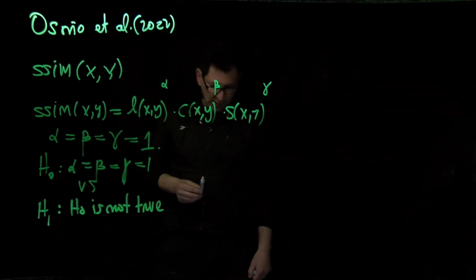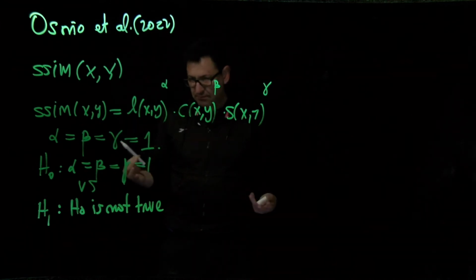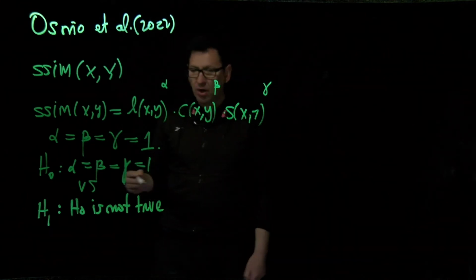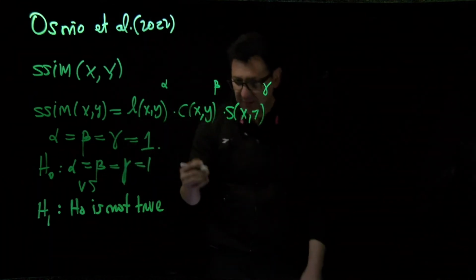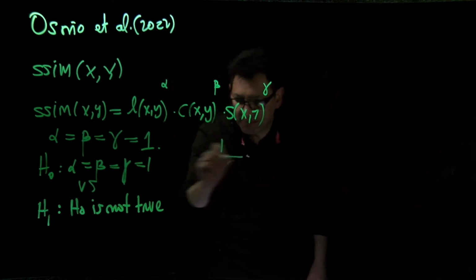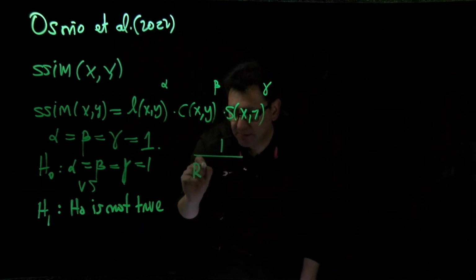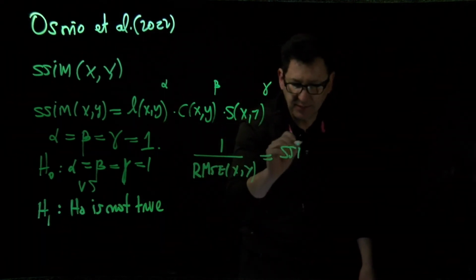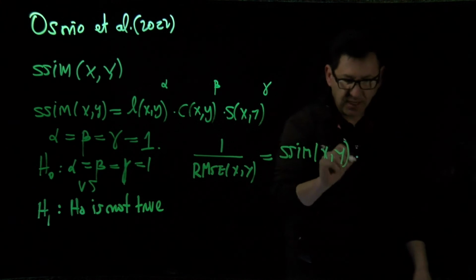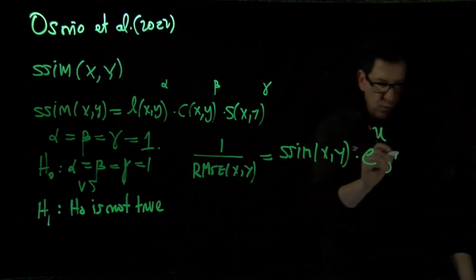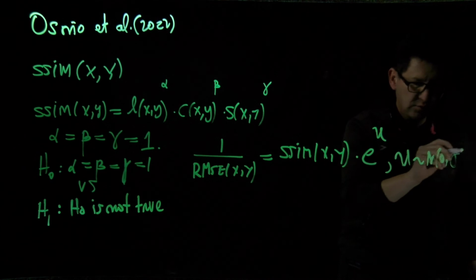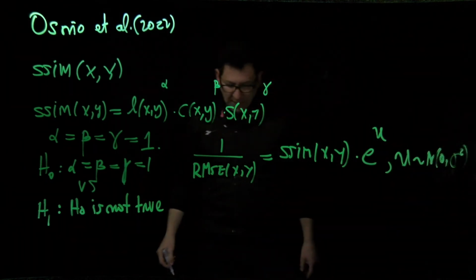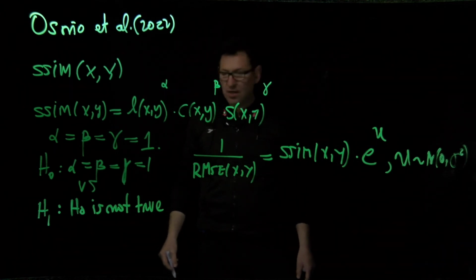In the paper, we use the methodology of maximum likelihood estimation, but based on a nonlinear model. The model we use here is a nonlinear regression model that is defined like 1 divided by root mean square error between images X and Y. This is SSIM times e to the power u, where u is a white noise sequence with mean 0 and variance sigma square. So pseudo likelihood is used to approach this problem.